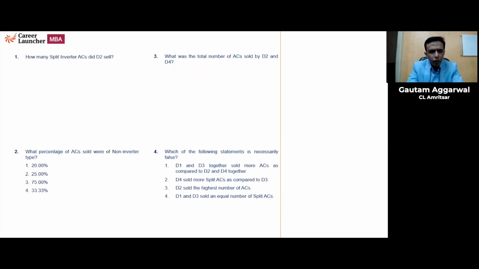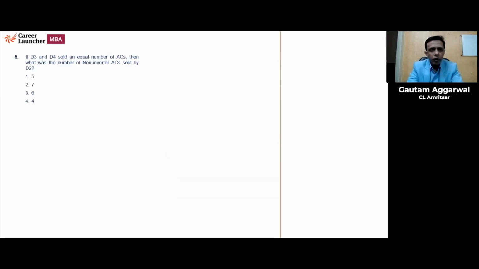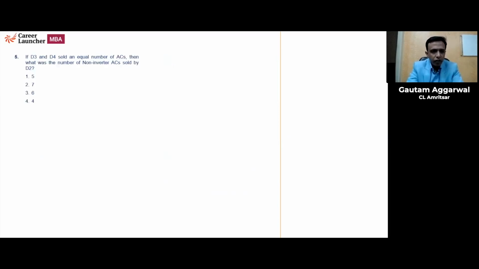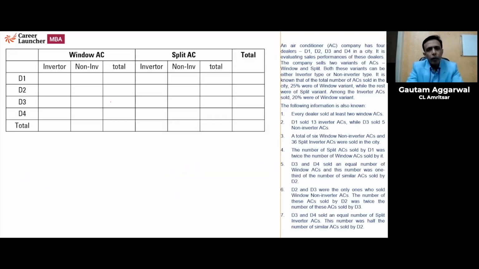But in the first go, the data doesn't seem very obvious because there were 2 questions that were non-MCQs in the TITA format. One of the questions was talking about necessarily true or false. One of the questions was talking about the percentage of ACs sold that were non-inverter type. But again, a lot of the information was not practical in terms of the questions asked. So the fundamental thing was to try to create the information given in terms of filling up the data.